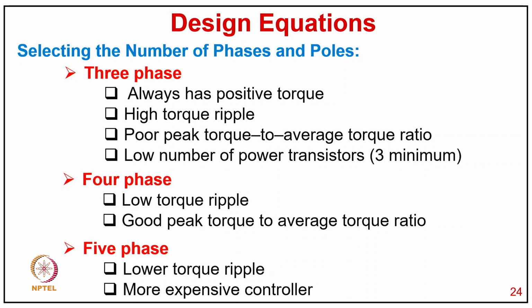Now coming to selecting the number of phases and poles. A 3-phase motor always has a positive torque, but high torque ripple and poor peak torque to average torque ratio, and a low number of power transistors, like 3. In a 4-phase motor, there is low torque ripple but good peak torque to average torque ratio. In a 5-phase motor, there is lower torque ripple and a more expensive controller.